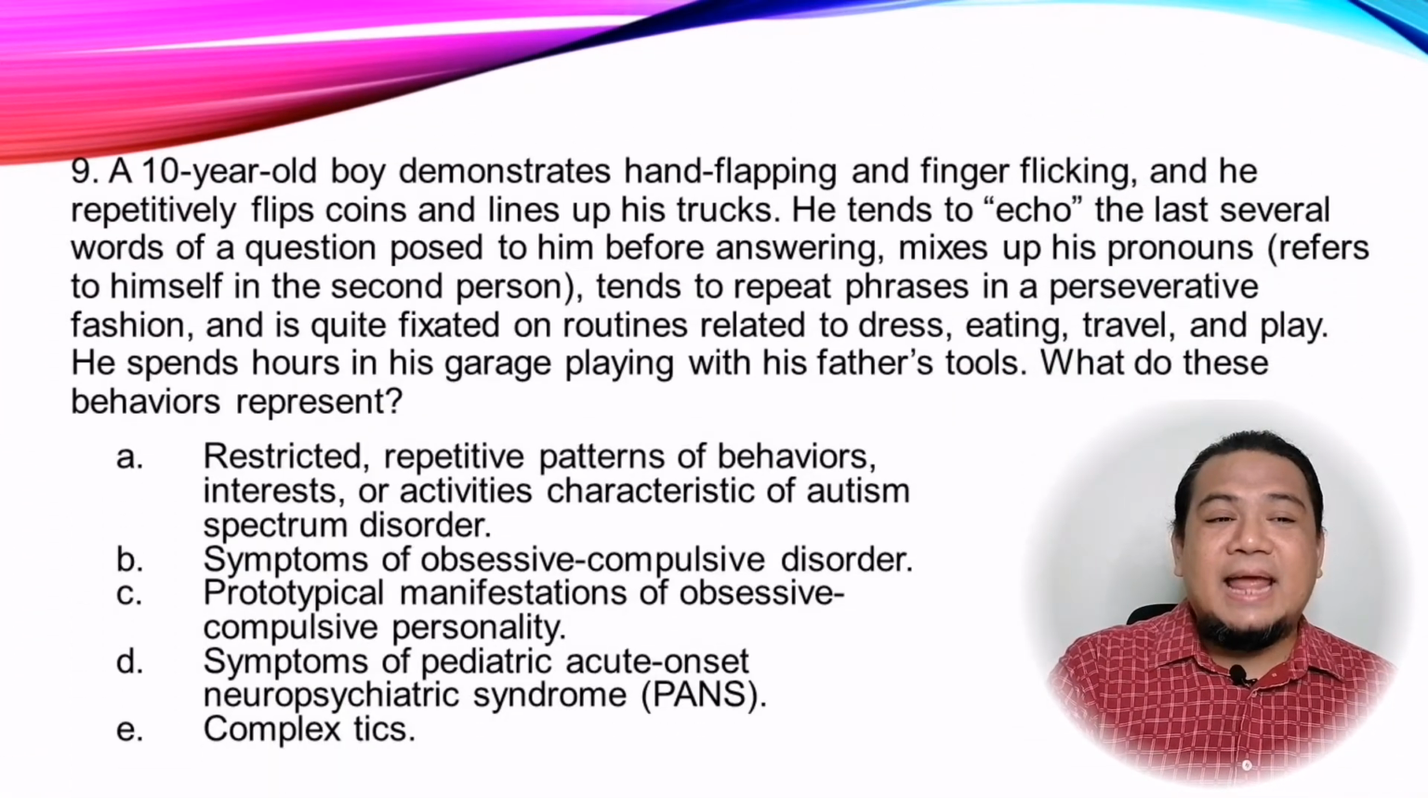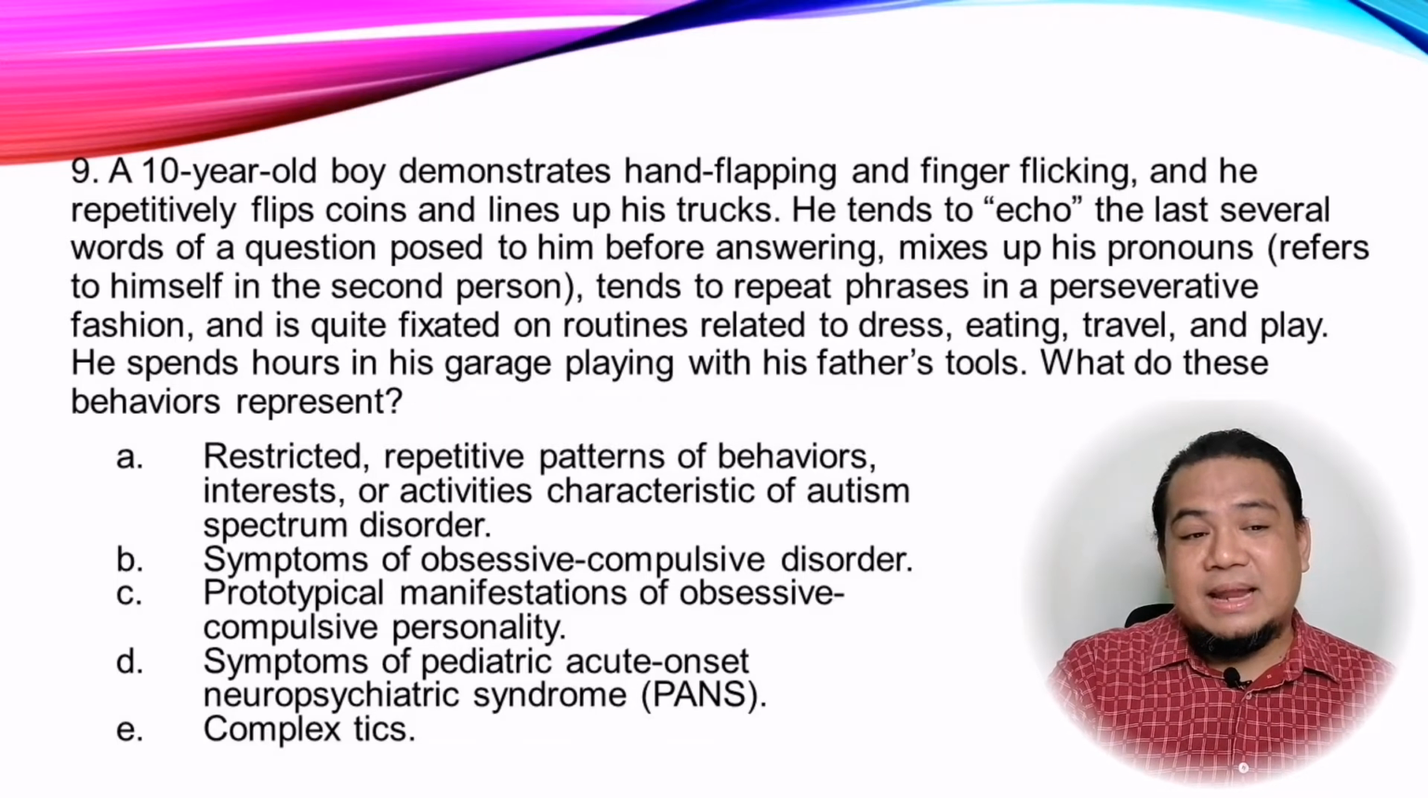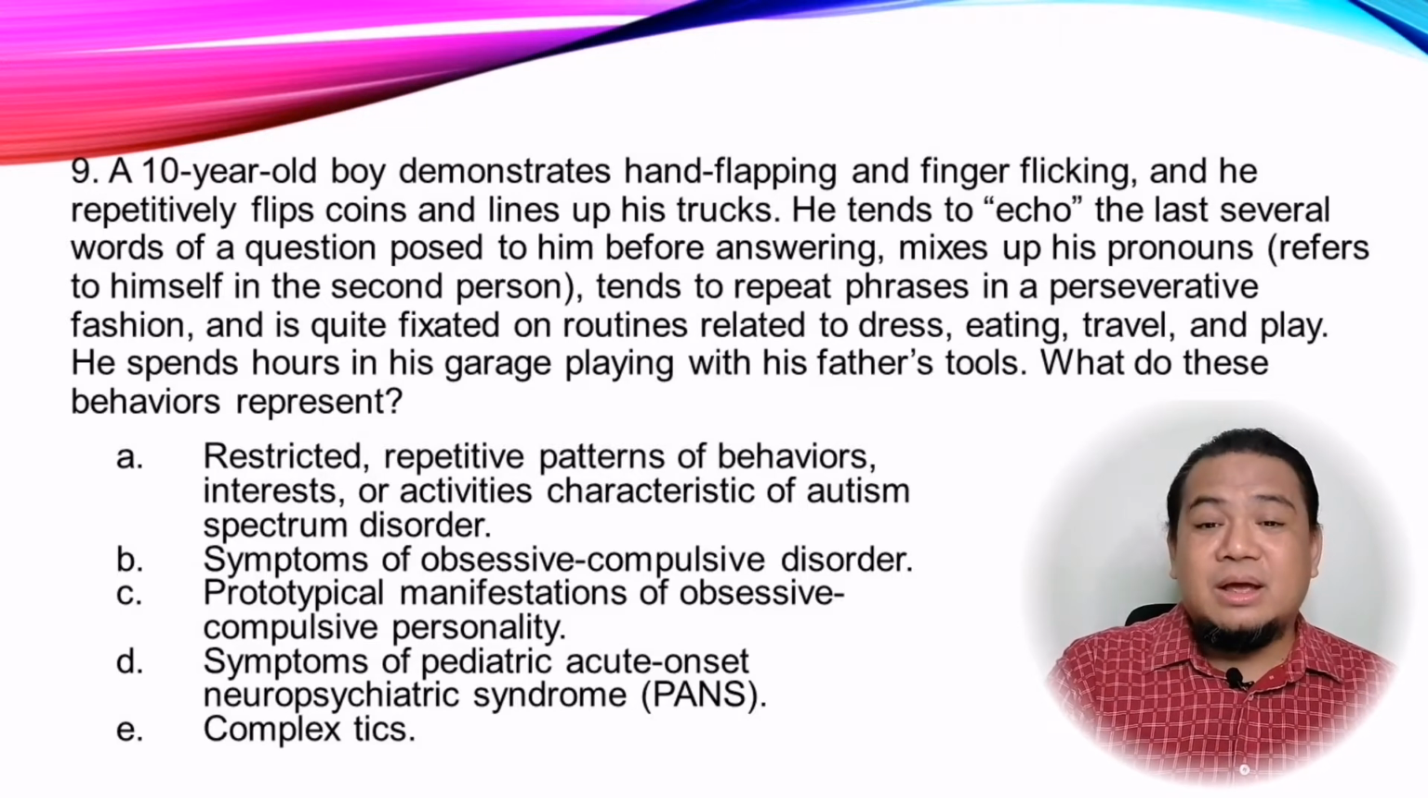Number 9, a 10-year-old boy demonstrates hand clapping and finger flicking, and he repetitively flips coins and lines up his truck. He tends to echo the last several words of a question posed to him before answering, mixes up his pronouns, refers to himself as the second person, tends to repeat phrases in a perseverative fashion, and is quite fixated on routines related to dress, eating, travel, and play. He spends hours in his garage playing with his father's tools. What do these behaviors represent?